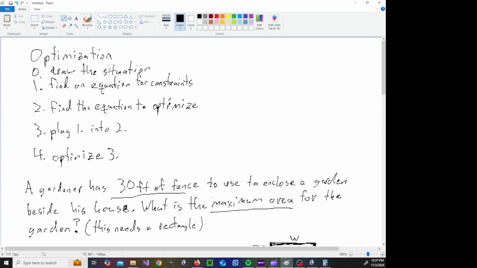Now, but again, this is a new topic in theory to you, right? So having this step-by-step process: draw the situation, find an equation for constraints, find an equation to optimize, and then use one to get into a single variable, and then optimize it. It's the general approach to these kinds of things that hopefully we can learn.